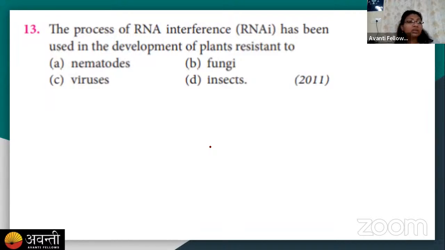Okay, next question for the day is, the process of RNA interference has been used in the development of plants resistant to option A, nematodes, B, fungi, C, viruses, and D, insects. You don't require more than 10 seconds, because we have just discussed this question, that for the resistance of which particular kind of pathogen or organism we are using the RNA interference technique.